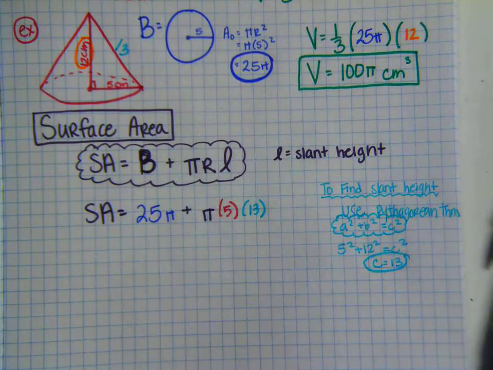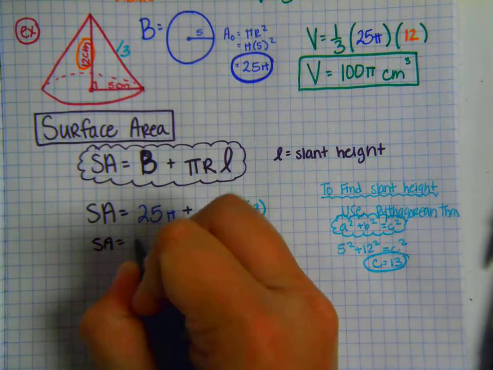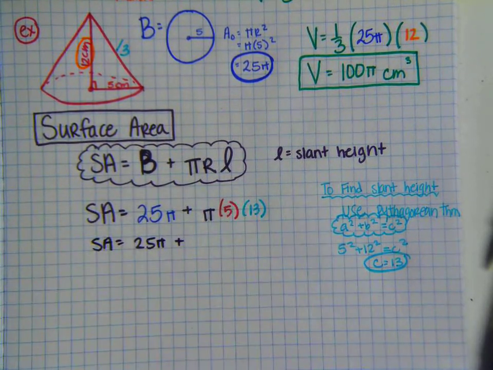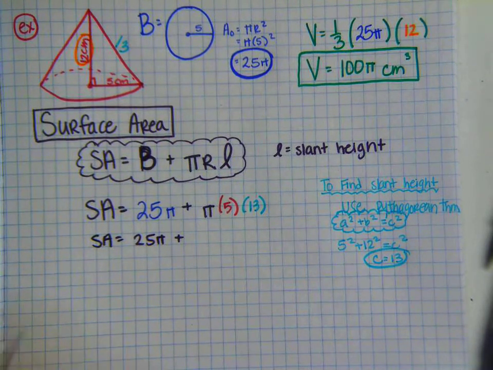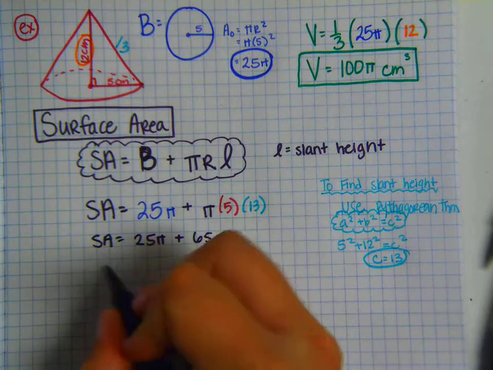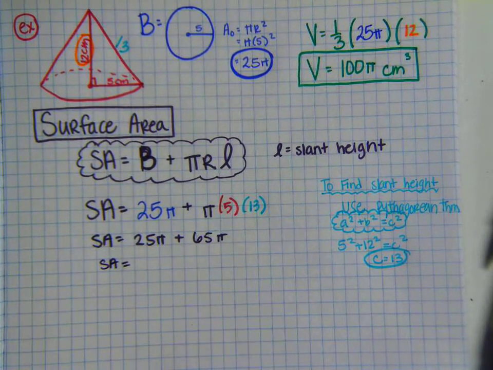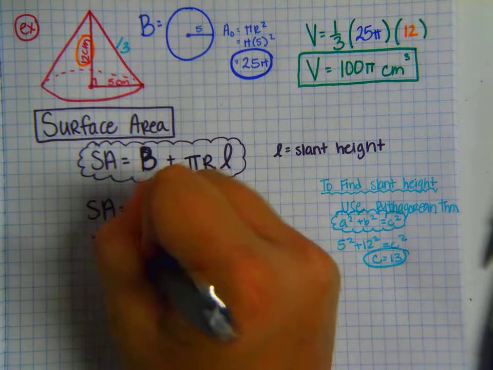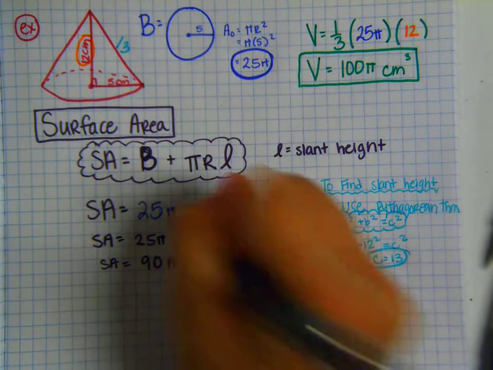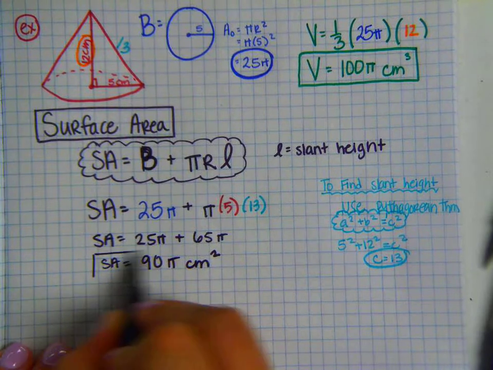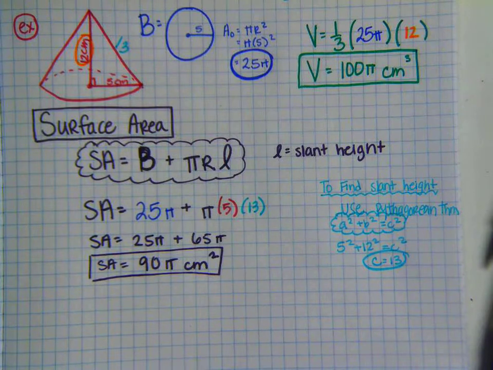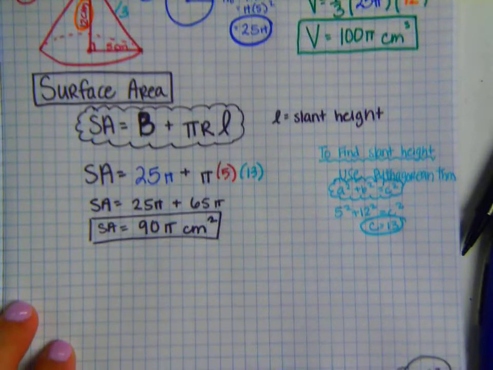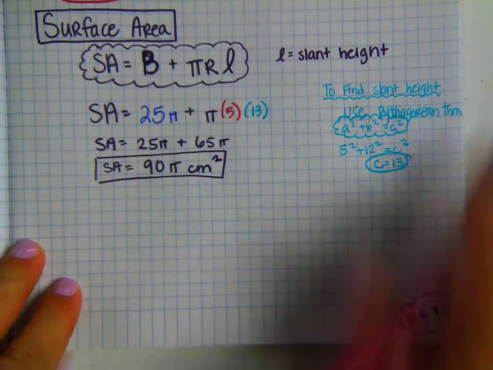Okay? So then we figure this out, surface area is going to be 25 pi plus 65 pi, which will be 90 pi centimeters squared. Okay? So again, this formula right here, B plus pi RL, is something that you're going to have to memorize to find the surface area of a cone. Now I'm going to give you an example and I want you to try it before I go over it.